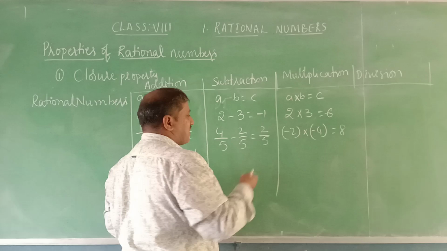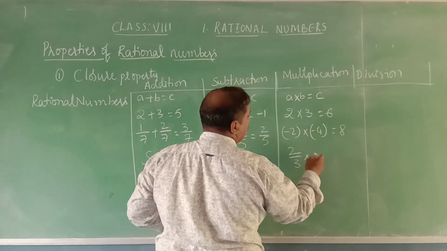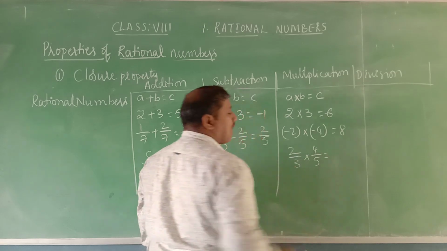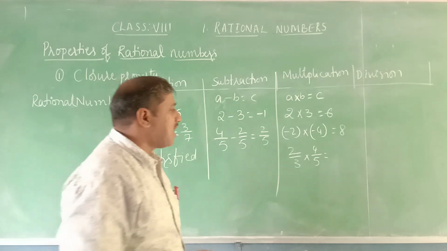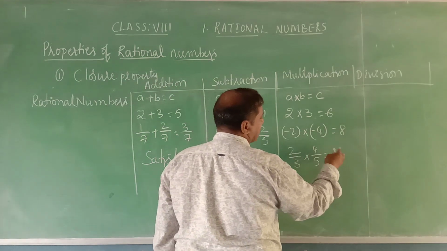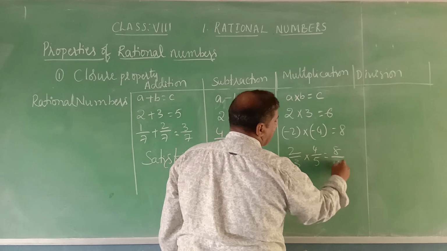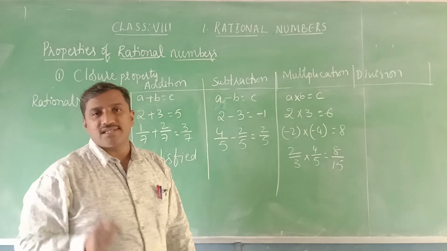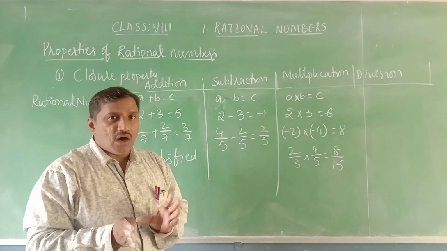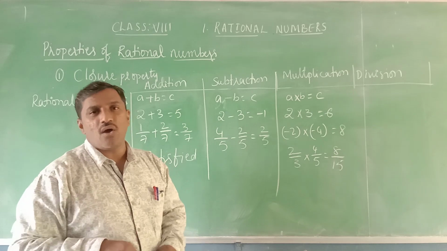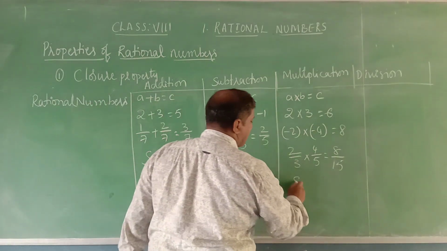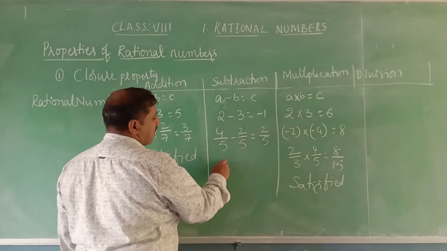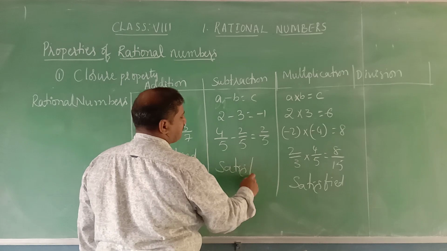Now take it in the form of fractions: 2 by 3 into 4 by 5. So how do we multiply two fractions or two rational numbers? Multiply the numerators: 2 into 4 is 8, divided by 3 into 5, which is 15. 8 by 15 is also a rational number. That is, the product of any two rational numbers is also a rational number. Hence, it is satisfied.